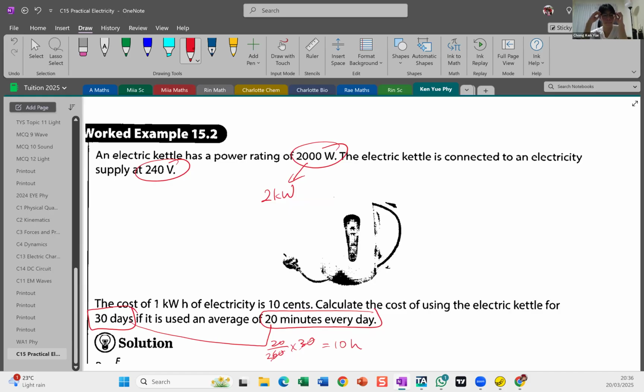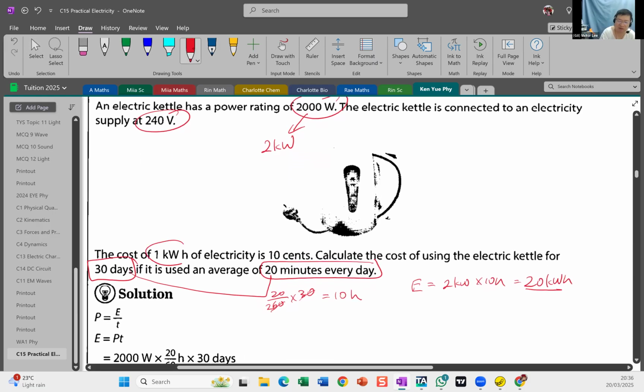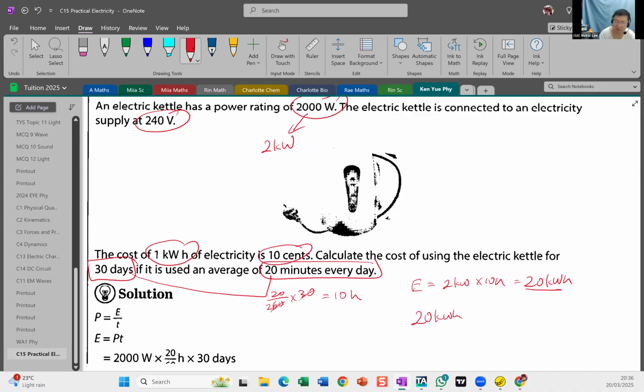Okay, 10 hours. So how much electrical energy? Energy used is equal to 2 kilowatts multiplied by 10 hours, which equals 20 kilowatt hours. That's how we calculate the energy usage. And because every 1 kilowatt hour is 10 cents, 20 kilowatt hours equals 20 times 0.1, which equals $2.